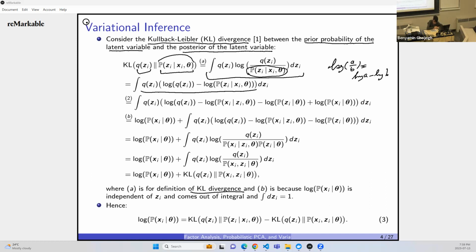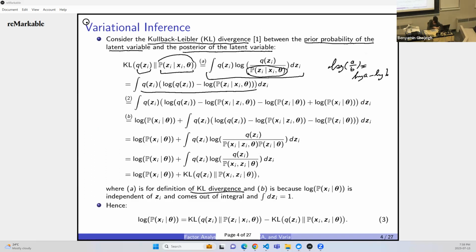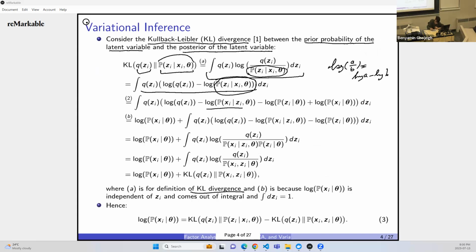According to equation 2, what was equation 2? This was equation 2, right? The Bayes rule. So I can write, I'm replacing this P of Zi given Xi and theta by the Bayes rule that I had. So I have this term and the numerator and the denominator. So I have 3 terms, right?